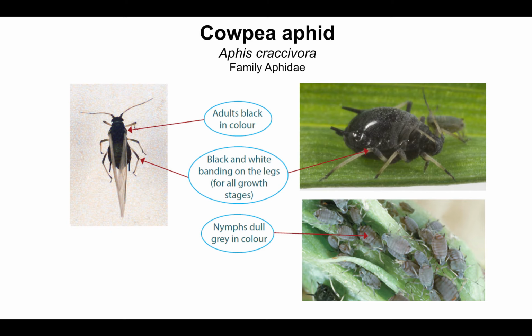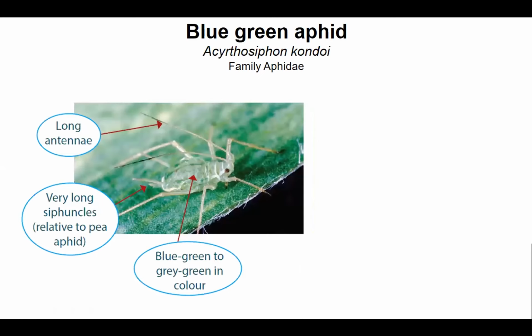You can see here the adults have the black and white legs, which is very different from all of our other species that we have in pulses. This is the main identification: the black and white legs is the cowpea aphid. The other aphid that you do tend to find in pulses is the blue-green aphid.